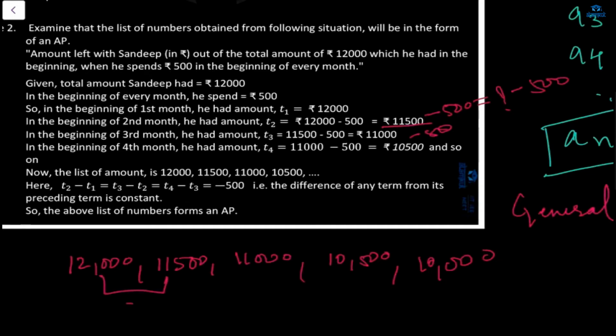The difference is always 500. We have got the new term by adding 500. Sorry, subtracting 500. We are getting the new term by subtracting 500 from the previous one. So this is forming an AP because the difference between a term and its preceding term is constant.